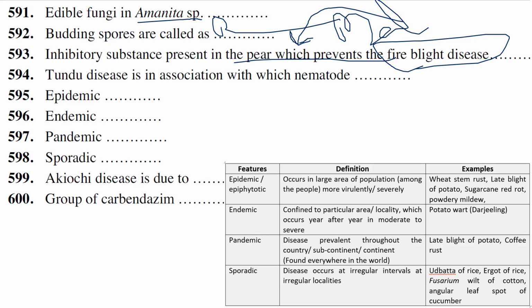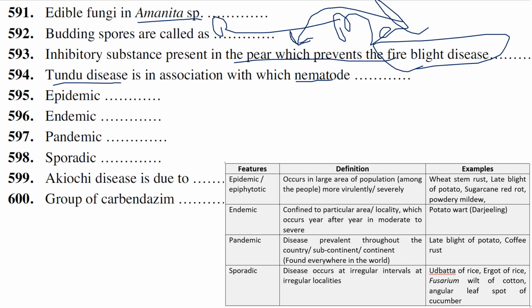Tundu disease is associated with which nematode? They are asking, the nematode is Anguina tritici. Tundu disease, or we can call it yellow rot, is associated with the nematode Anguina tritici.